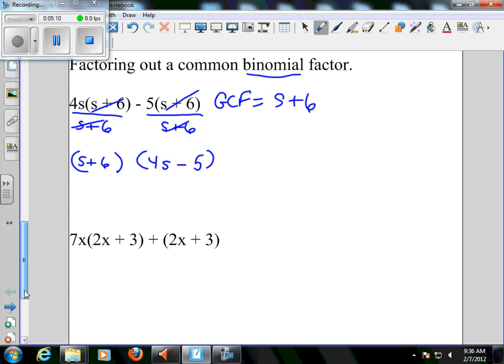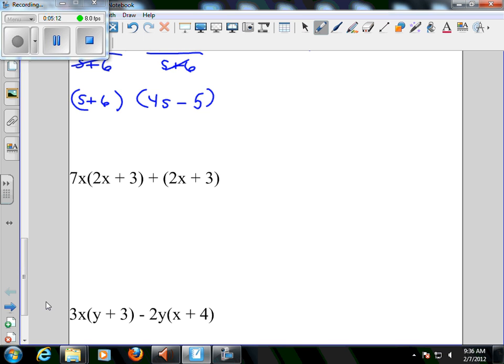Okay, so now, next, we would like to factor out a common binomial factor here. Notice 2x plus 3 is common to these terms. Now, notice you have something in front of the parentheses for the 2x plus 3 in the first term. We don't in the second term. We should put a 1 there. Remember, I've told you that little trick before. And so our GCF is 2x plus 3.